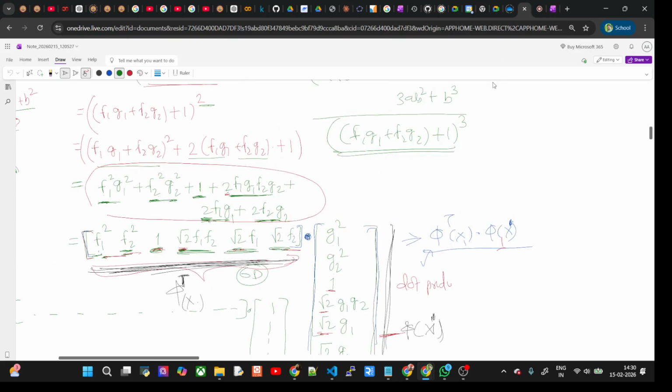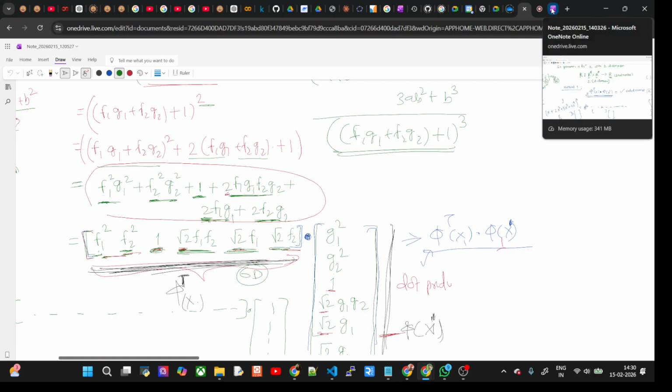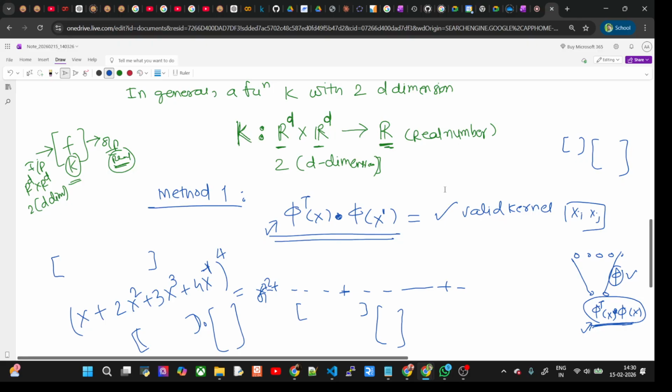So this was the easy one, that's why we were able to separate out f1, f2 and g1. But for some kernels or functions, f and g cannot be separated out, so you cannot show that as a dot product. That type of kernels are not valid kernels. It's not the case every time that you do this calculation and are able to separate out the f and g. If you are not able to separate them out, then your kernel is not a valid kernel, okay?